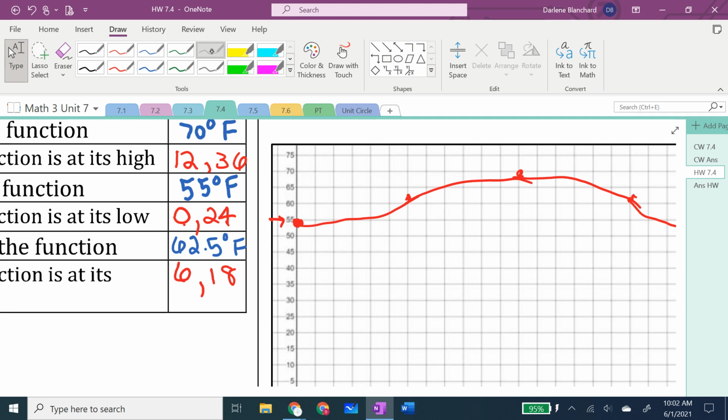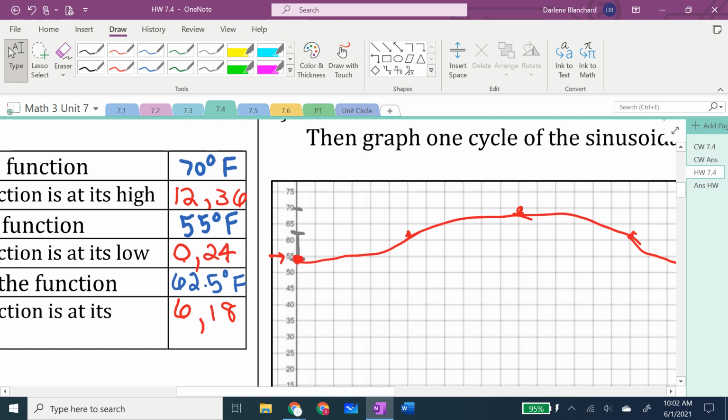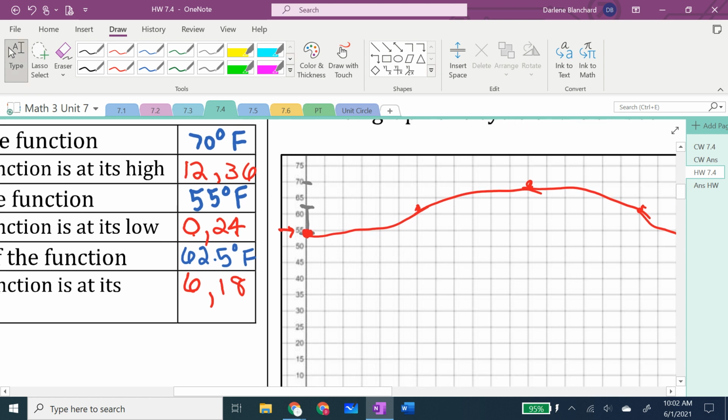And the amplitude is the distance from the midline to the low point, as well as the distance from the midline to the high point. And what is that distance? If you needed to, you could use a calculator because the midline is 62.5, and you can subtract 55 from that. And what number does that give you?